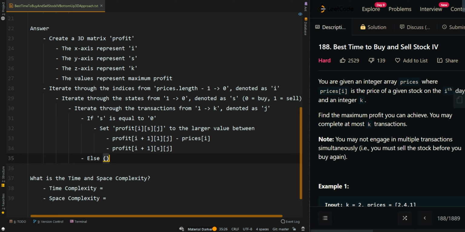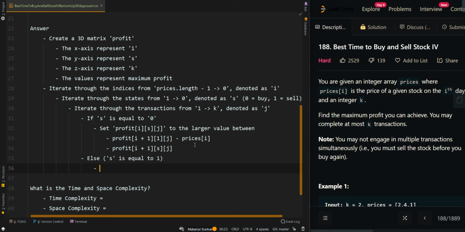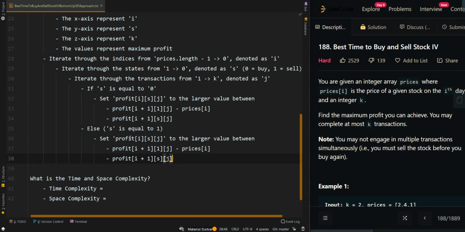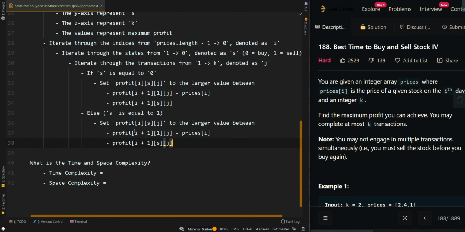Else, if S is equal to 1, this means we're currently in the sell state. This means we also have two choices. We can sell at the current price or just skip the current price. And then we want to choose the larger value between the two choices. So I want to set profit[I][S][J] to the larger value between, if we sell at the current price, our index moves forward, our state goes back to 0, because we're currently in the sell state, if we sell a stock, we have to go back to the buy state.